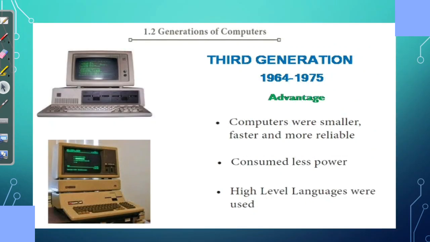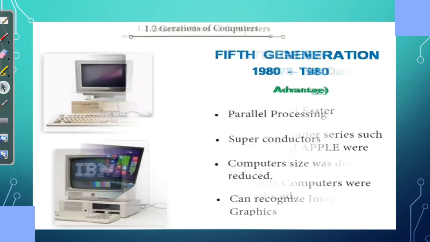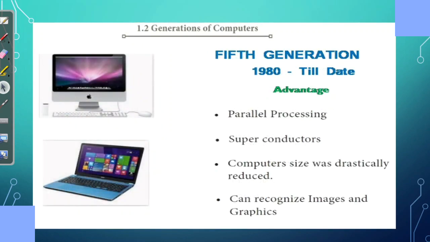Now coming to the third generation, 1964 to 75. The major advantages are that it is very small, faster and more reliable. It consumes less power compared to the previous two generations, and it supports high level language. Coming to the fourth generation, developed in 1975 to the 80s, it is faster and smaller. A series of microcomputers evolved by IBM and Apple, and it is portable. In this stage, portable computers became available.